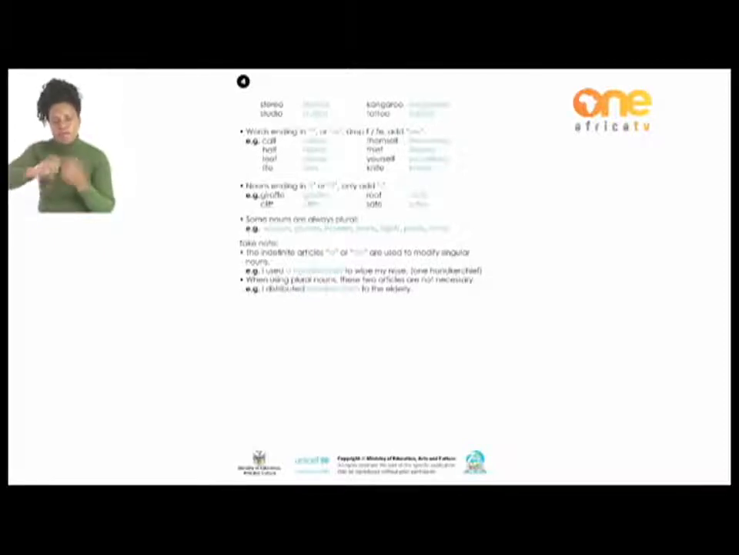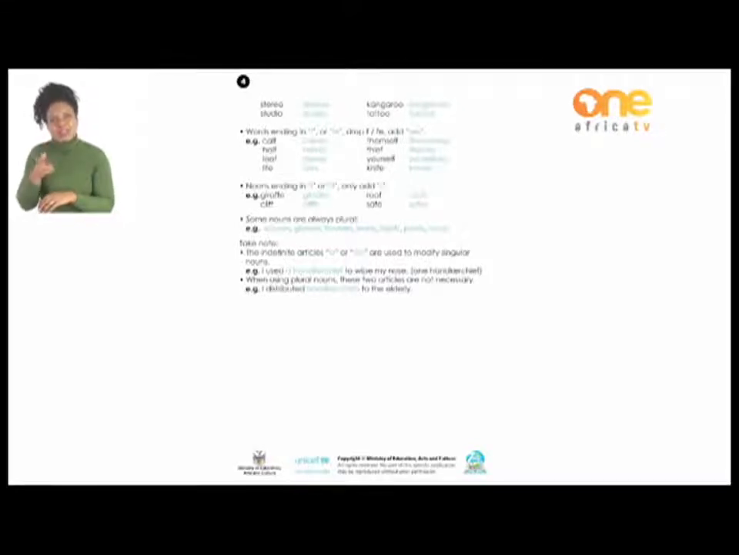Nouns ending in F or FF, we only add S. Giraffe, for example, becomes giraffes. Roof, roofs. Cliff, cliffs. Safe, safes. Then we have some nouns that are always plural. For example, scissors, glasses, trousers, jeans, tights, pants, tongues. They are always in the plural.